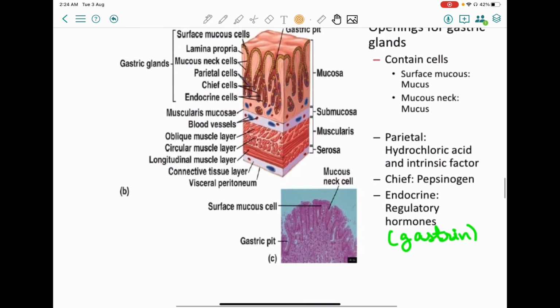And what are these cells supported by? These cells are supported by lamina propria, the connective tissue layer. All these cells are supported by this lamina propria.